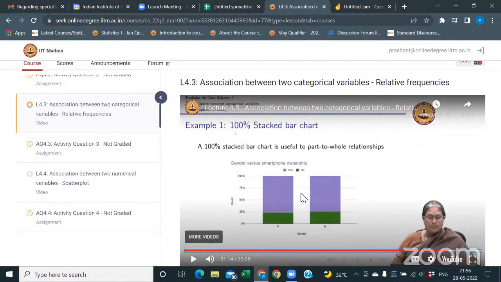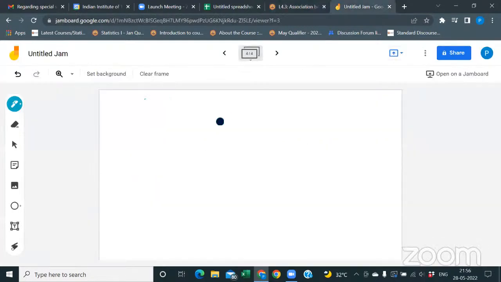So can I say, if gender is associated with owning a phone, then either male will have higher yes, and females will have lesser, or females will have higher and males will have lesser. So actually, what is the concept? See, this is for female, this is for male. Okay.